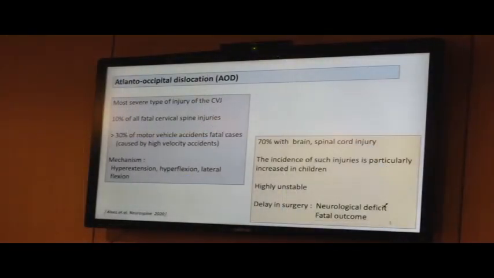The mechanism can be hyperextension, hyperflexion, or lateral flexion. 70% of cases can be accompanied by brain and spinal cord injury and severe neurological deficit. They are highly unstable, and compress and distort the spinal cord. The delay in surgical treatment can cause a significant increase in neurological deficit, up to the development of a fatal outcome.